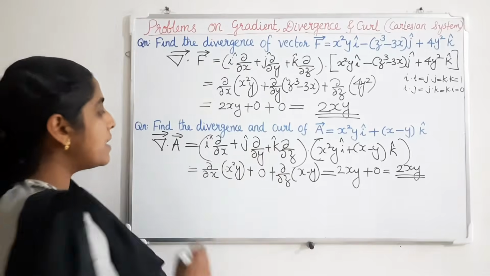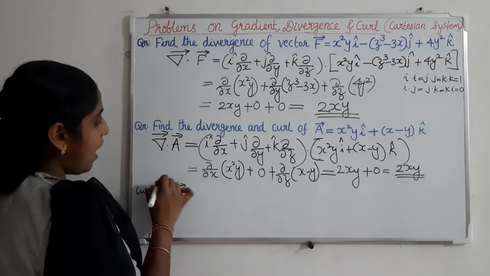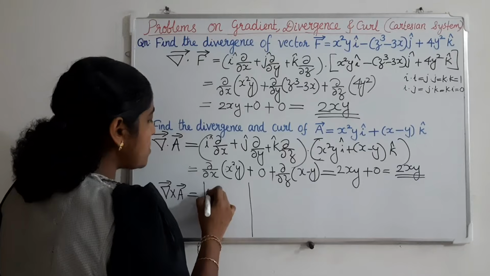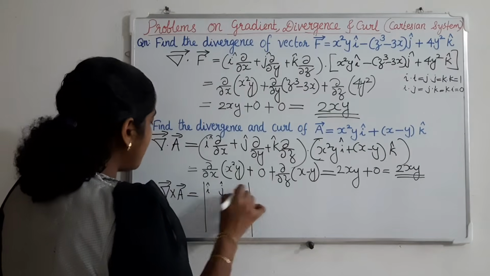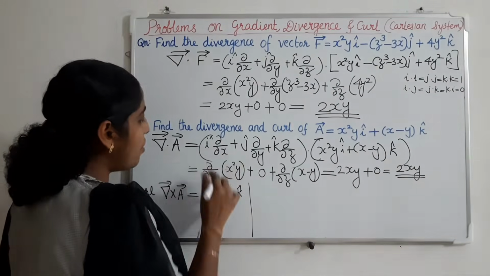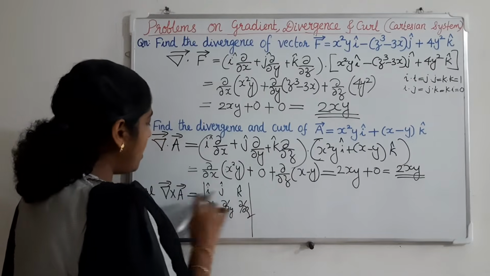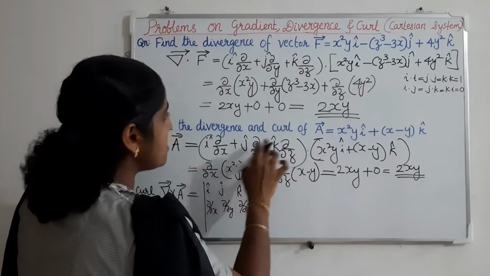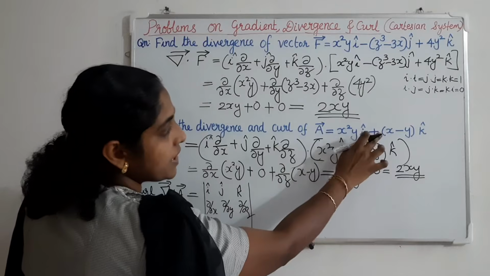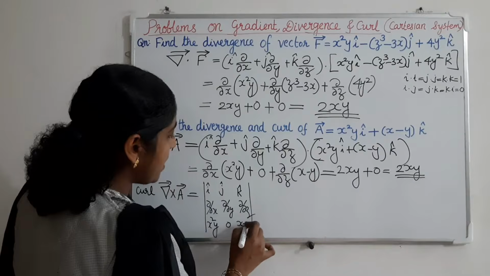Now we have to find out the curl of A. So what is curl? Curl means del cross A vector. How to find out the curl of a vector? For that we can use the determinant method. The first row is i, j, k. The second row is the components of del along the i, j, k axes, that is ∂/∂x, ∂/∂y, ∂/∂z, and the vector components along the x, y, z axes are: the x component is x²y, there is no y component so here it is 0, and the z component is x − y.